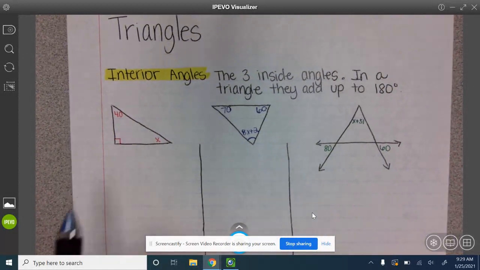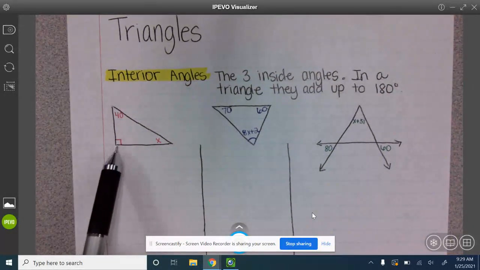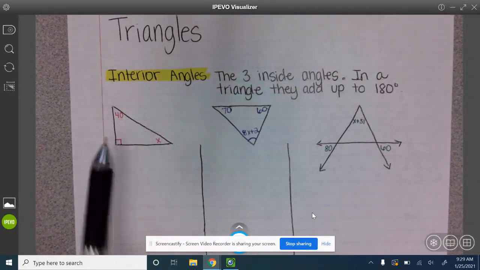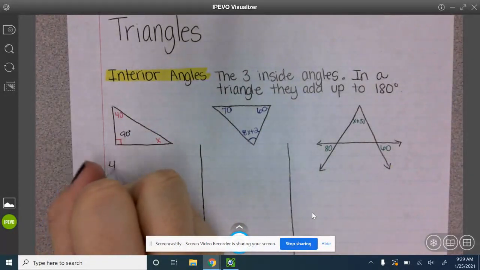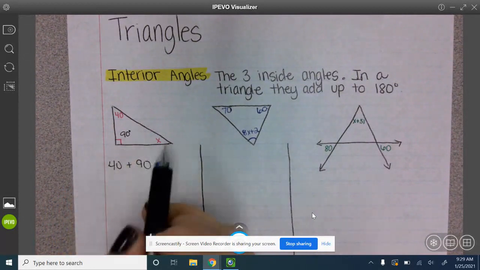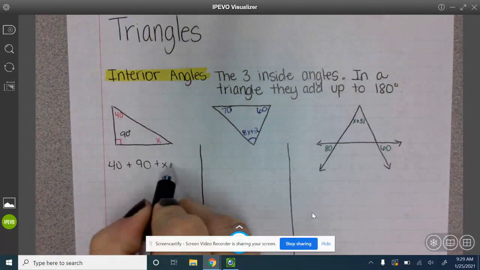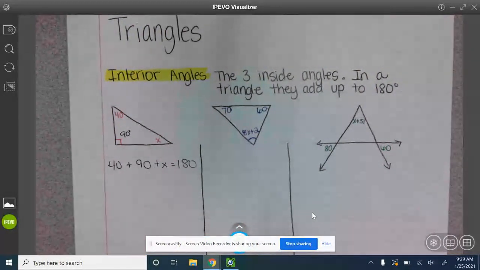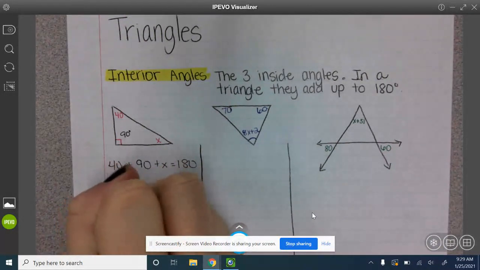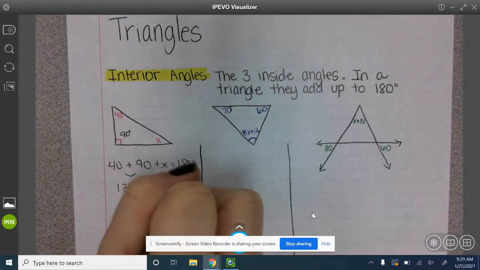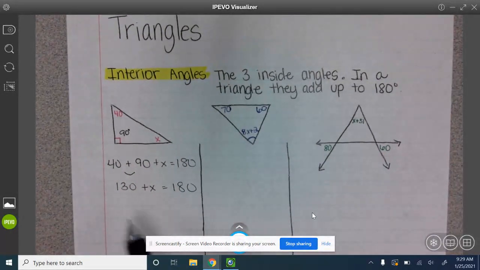So looking at this first one, we know that this angle right here, if you have a little what looks like a square because it uses all the sides, that's 90 degrees. So we have 40 plus 90 plus this x is going to give me 180 degrees. Now we need to add up 40 and 90, which will give me 130 plus x equals 180.